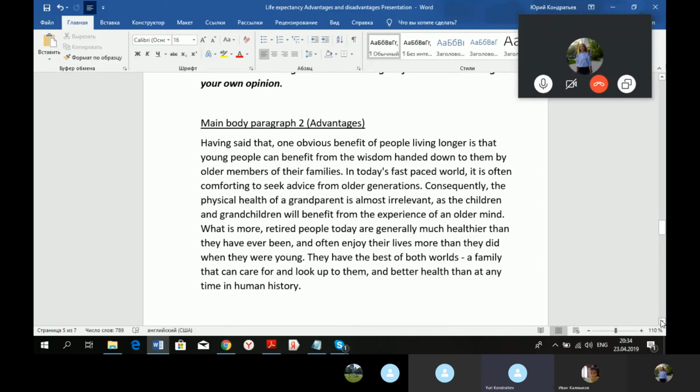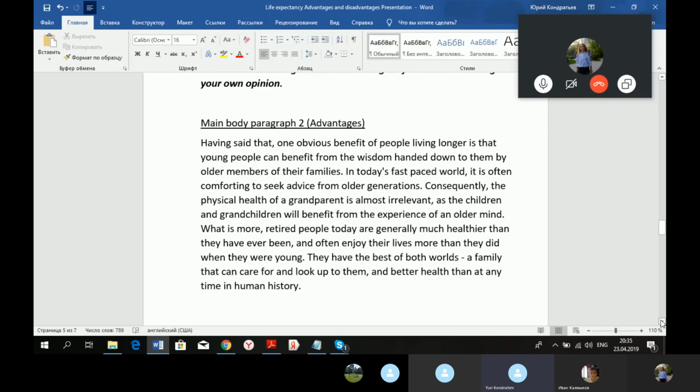Having said that, one obvious benefit of people living longer is that young people can benefit from the wisdom handed down to them by older members of their families. In today's fast-paced world, it is often comforting to seek advice from older generations. Consequently, the physical health of a grandparent is almost irrelevant, as the children and grandchildren will benefit from the experience of an older mind.